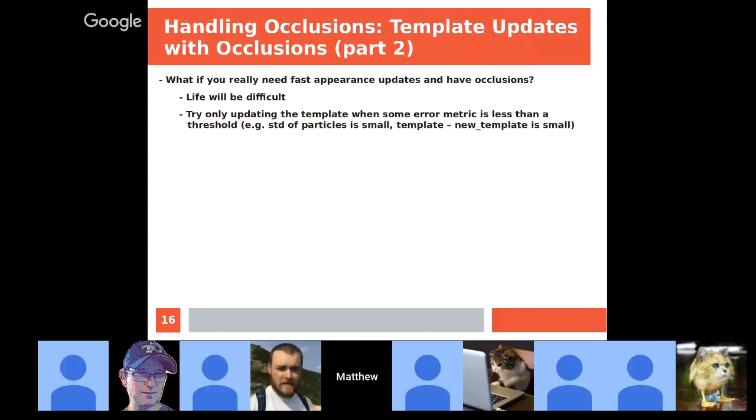I generally wouldn't necessarily try to identify if an occlusion is happening. I would try and identify, is now a good time to update my template? And really, it's picking an error metric and only updating your template when that error metric is small, at least at the most basic level.